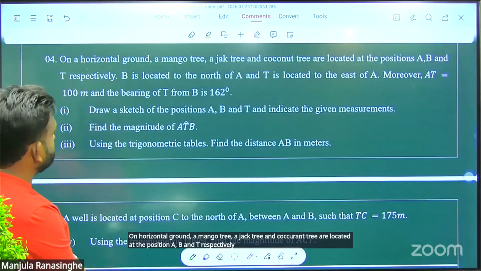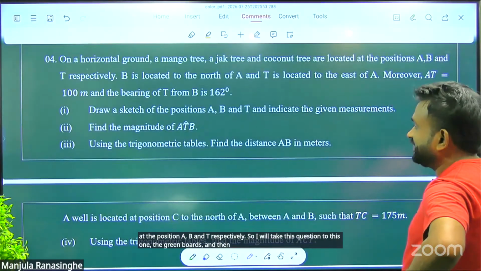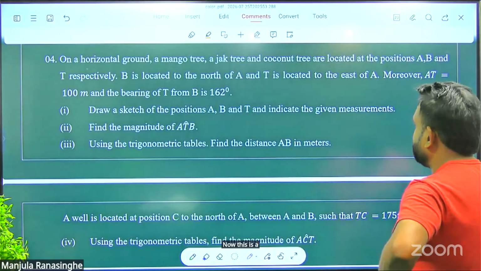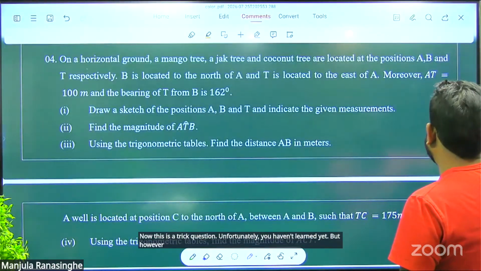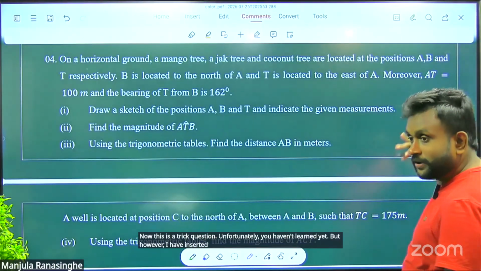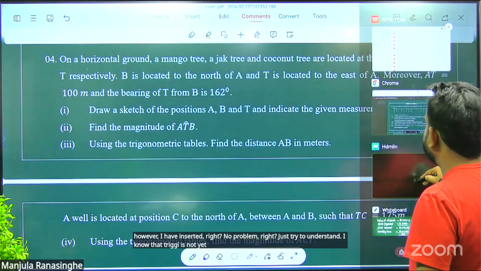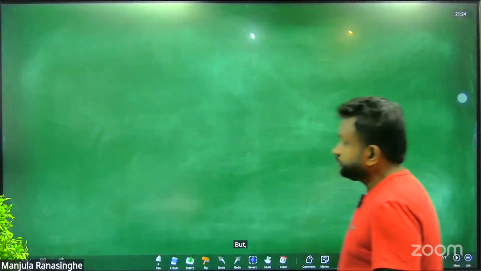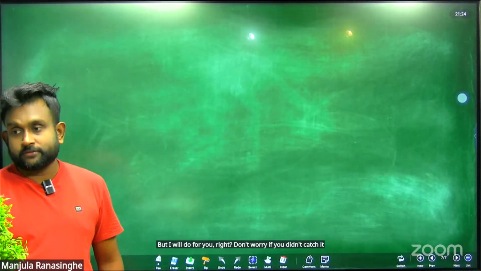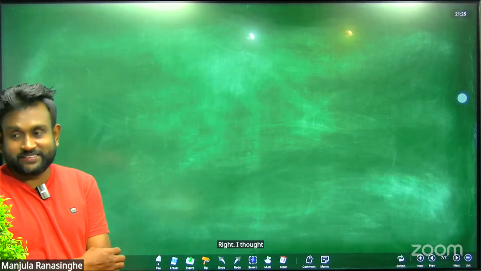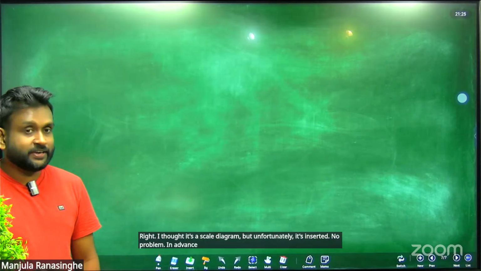So I will take this question to the green boards, and now this is a trick question. Unfortunately, you haven't learned it yet, but however, I have inserted it. Right, no problem. Just try to understand. I know that the trick is not yet done, but I will do it for you. Right, don't worry if you didn't catch it. I thought it was a scale diagram, but unfortunately it's inserted. No problem, in advance you can just get an idea how to do it.